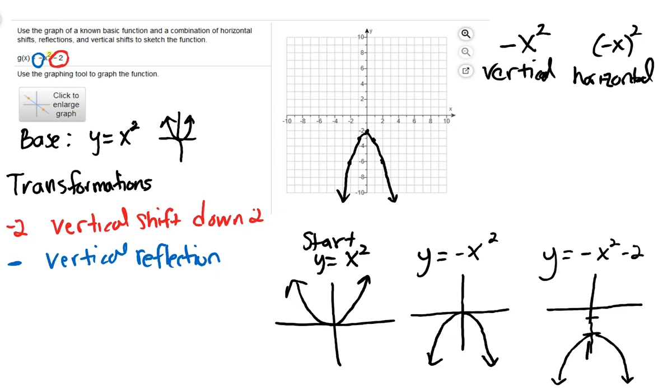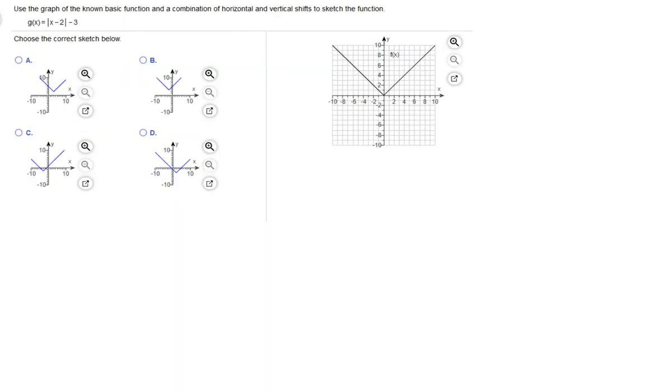And that is our graph drawn with the idea of transformations. This example says, use the graph of a known basic function and the combination of horizontal and vertical shifts to sketch the function. Our function is g of x equals the absolute value of x minus 2, minus 3.